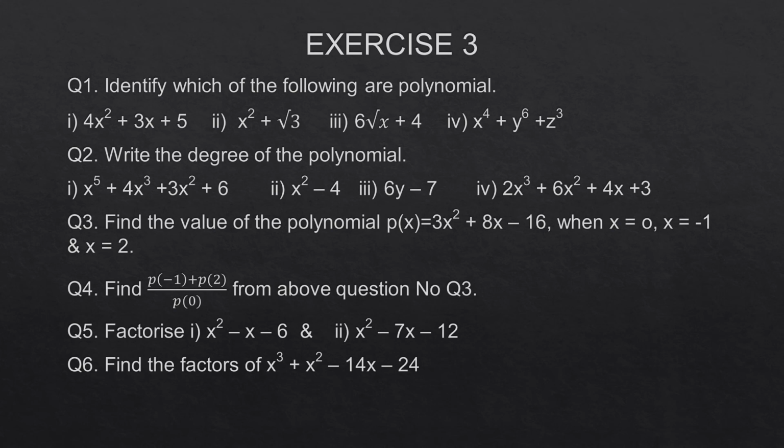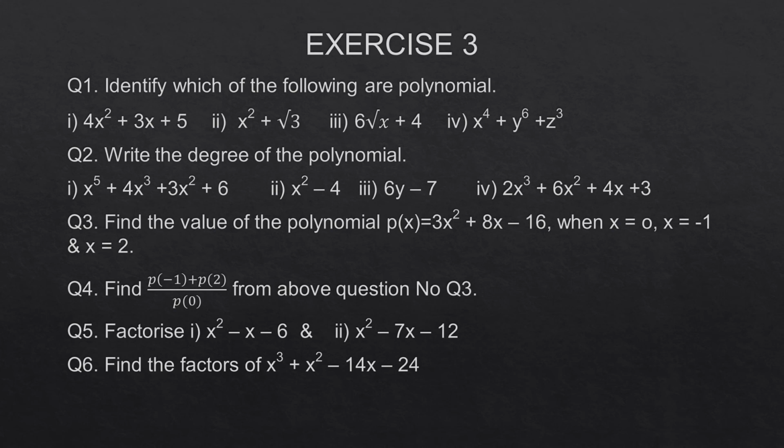The second question is on degree. You are supposed to find the degree of the polynomial. The first one is x raised to power 5 plus 4x cube plus 3x square plus 6. Second is x square minus 4. Third is 6y minus 7. And fourth is 2x cube plus 6x square plus 4x plus 3.